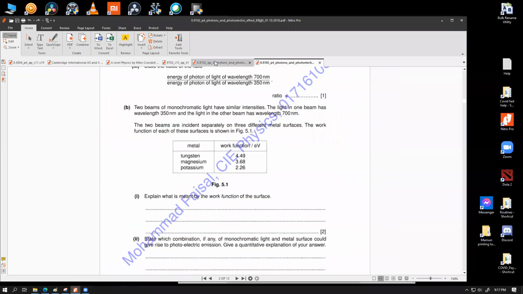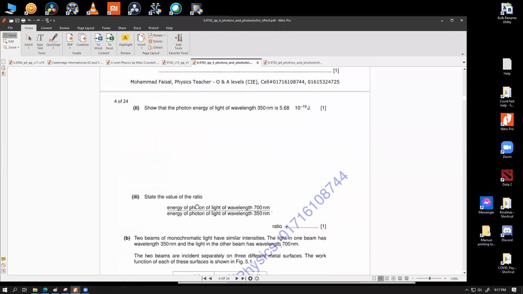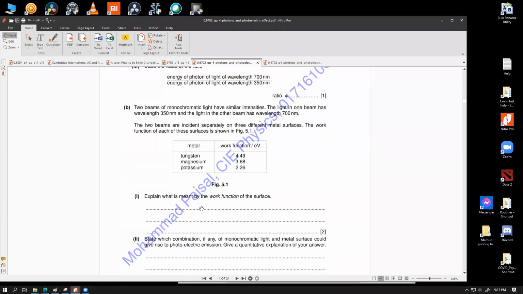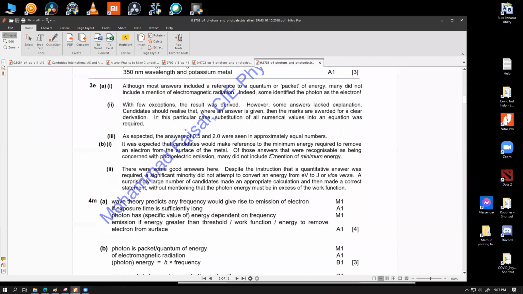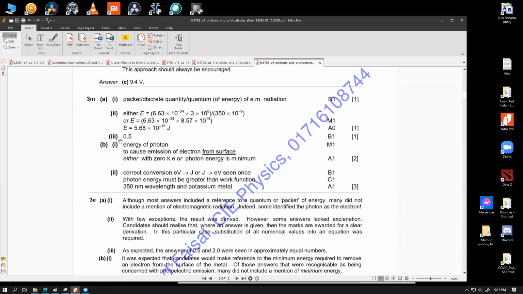Do you know how many marks this was? This was 3B1. Energy of photon to cause emission of electron from surface, with minimum photon energy. Okay. So minimum energy of photon to cause an electron from surface. Okay. From surface it has to be mentioned.